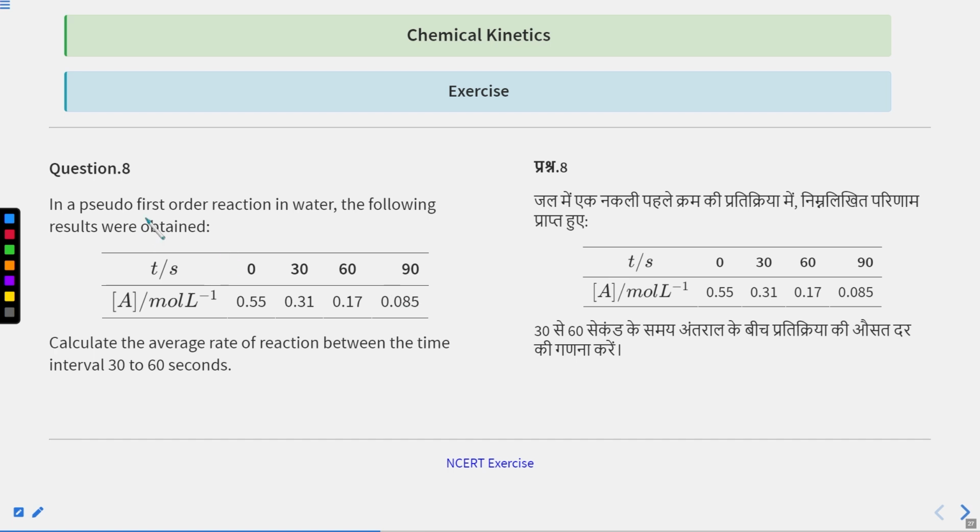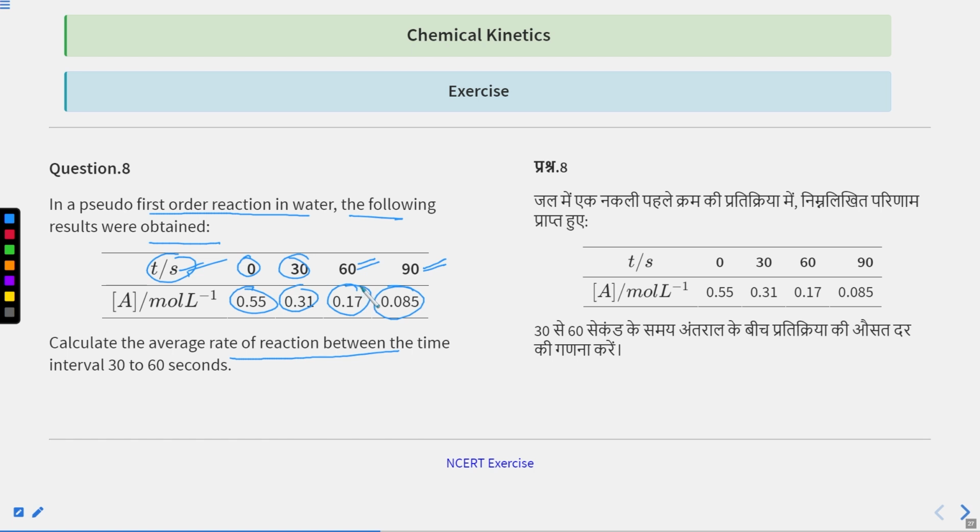Next, we are given a pseudo first order reaction in water. The following results were obtained. Initially the concentration at time t = 0 is 0.55, at 30 seconds it is 0.31 mole per liter, at 60 seconds it is 0.17 mole per liter, and at 90 seconds 0.085 mole per liter. We have to calculate the average rate of reaction between the time interval of 30 to 60 seconds.